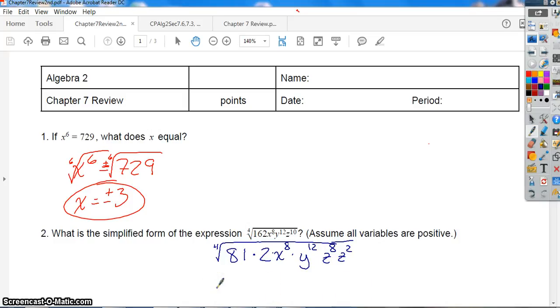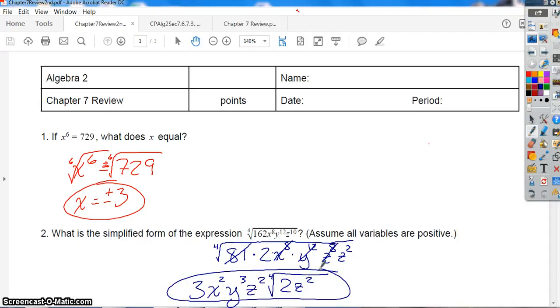So when I pull out what I can, the 4th root of 81 is 3. So he is gone. 4 goes into that twice. That's x squared. This is y to the 3rd. This would be z squared, because 4 goes into that twice. And I'm left with 2z squared. There you go. So there's your first 2 problems completed.